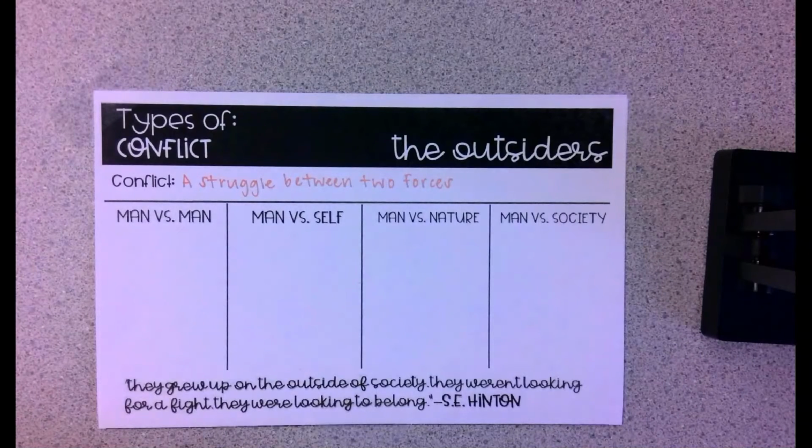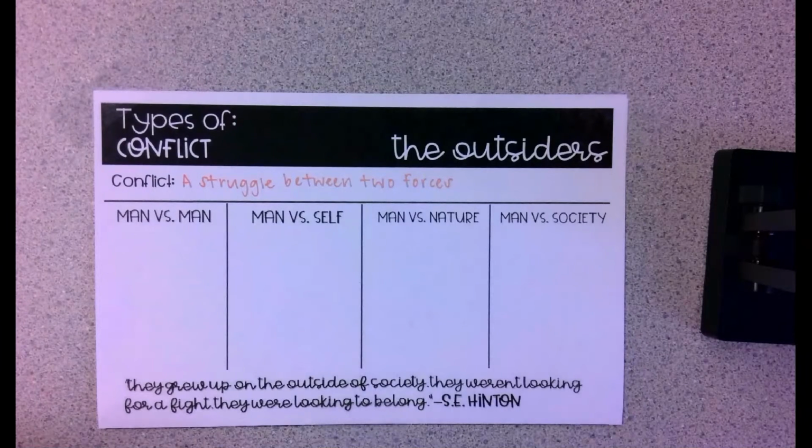Today is going to be your first mini lesson for The Outsiders. This is going to be a super short and sweet one. I'm just going to introduce the types of conflict to you and what conflict actually is, because along the way we are going to be mapping conflict within each chapter and putting it on a timeline around my board. If you are already in class, you should have seen that timeline. If not, you will see it next time.